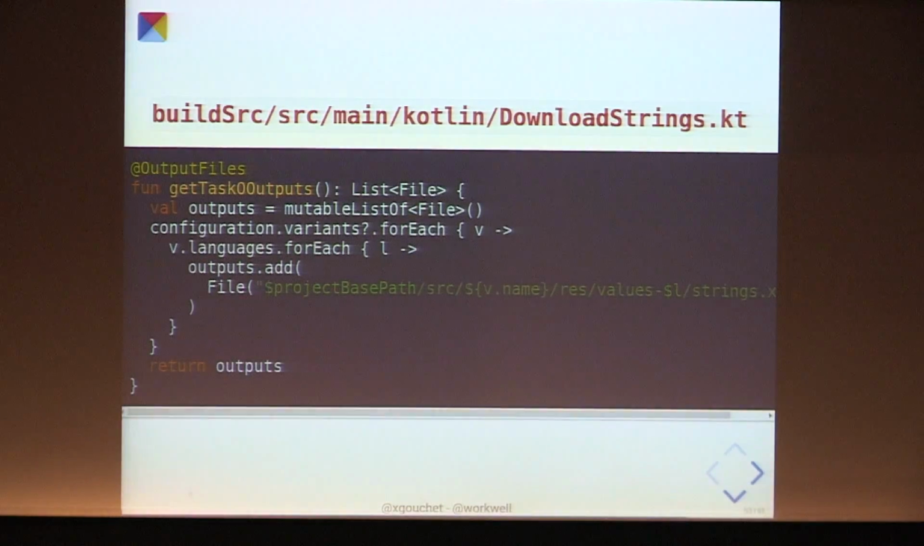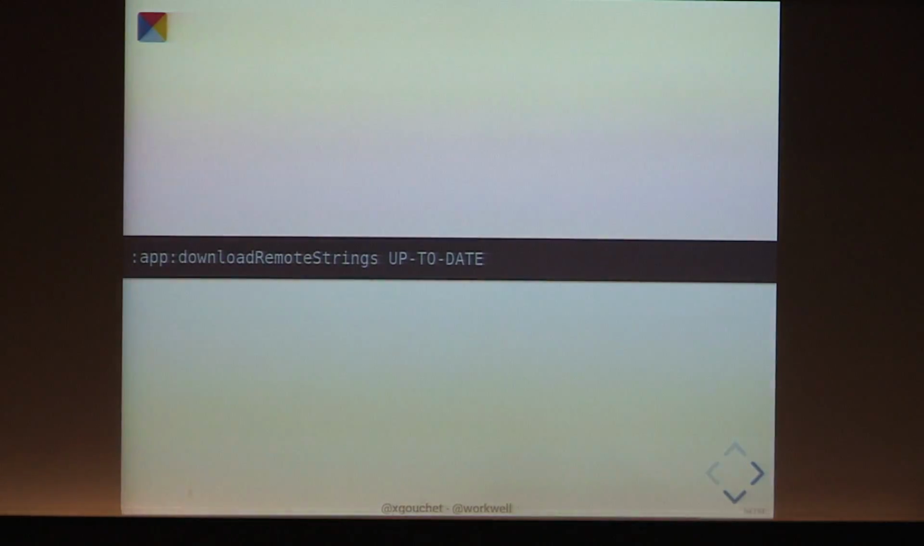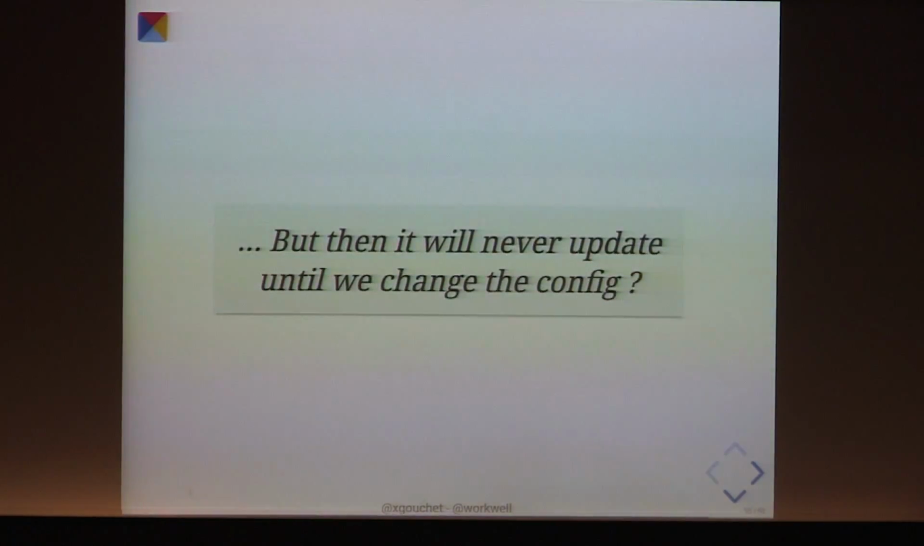Likewise, I define the outputs with the list of strings.xml files that I'm going to create. So if the strings.xml files that were previously fetched are deleted after a clean, for instance, it knows it and it's going to run it again. If the files didn't change, it's not going to run it. So pretty interesting. Then when you run the task again, it's going to say, yeah, it's up to date, nothing to do. So you prevent your plugin from doing a lot of requests.